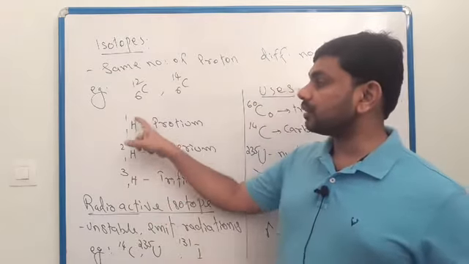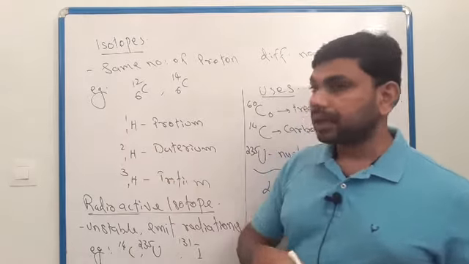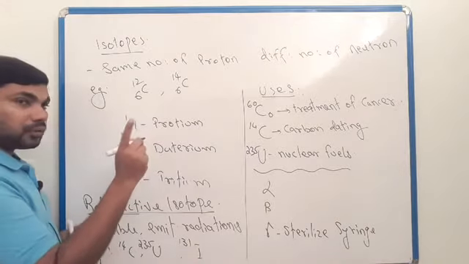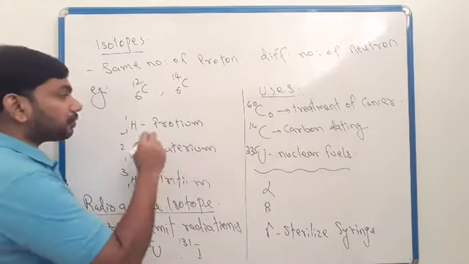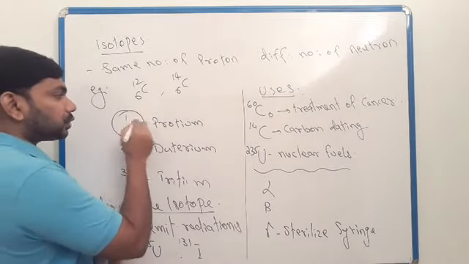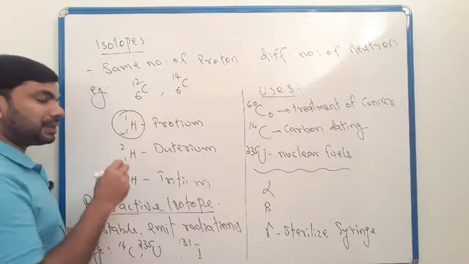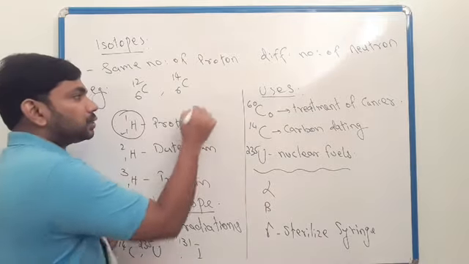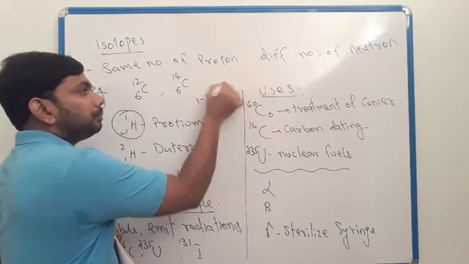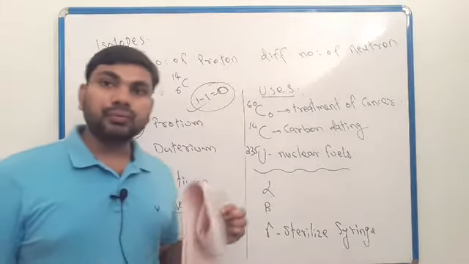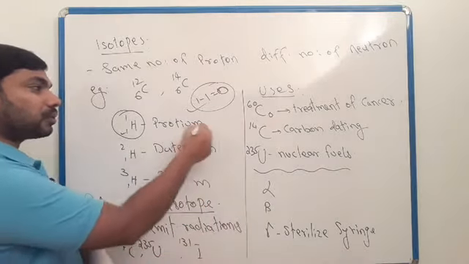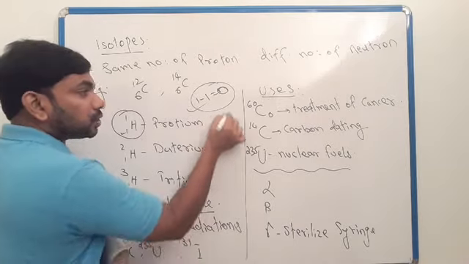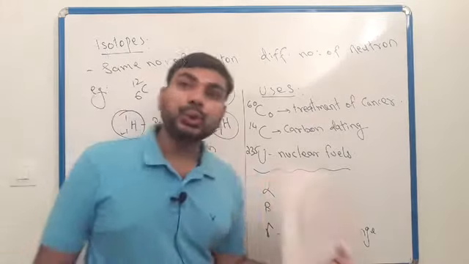Look here, H-1, number of protons 1. We know hydrogen's atomic number is 1, so the number of electrons is 1, the number of protons is 1. But the number of neutrons, we know how to find it: mass number minus atomic number. Only for hydrogen, the atomic number and mass number are the same. So 1 minus 1, the number of neutrons will be 0 for protium. Generally we represent hydrogen as H-1. So in this hydrogen atom, there is no neutron.